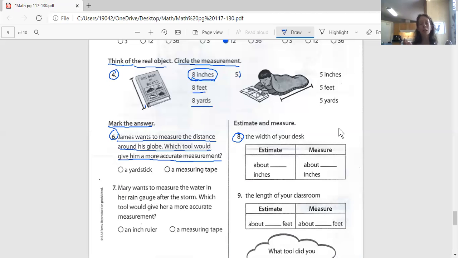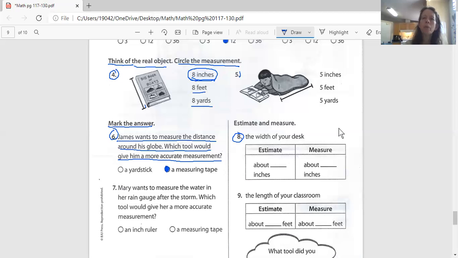When we get back in the classroom, unfortunately, I have my measuring tape in the classroom, and I'll show you when we get back next week. So the answer is a measuring tape, because just like real tape, you can wrap it around. So my answer for this one is going to be measuring tape. Okay. And number 7 we'll skip because it's an odd number. We'll go on to number 8.